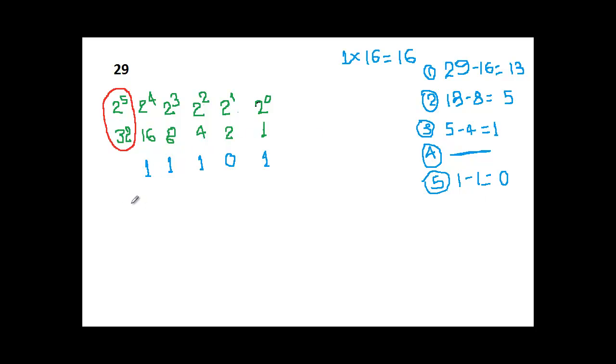Thus 29, which is a decimal number, represented in binary will be 1 1 1 0 1. This is in binary. Got it? I hope you understood what I wanted to say.